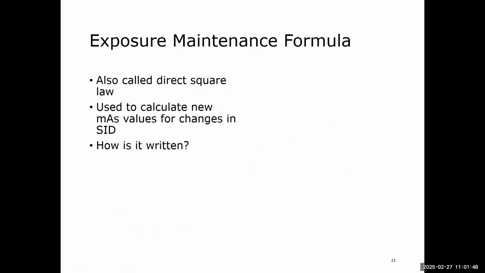So the exposure maintenance formula is derived from the inverse square law, and it's looking at changes in mass. How do you have to change your mass when you change your distance? It is also called the direct square law, because it has what kind of relationship to distance? A direct relationship, which means if your distance goes up, your mass has to go up to compensate. If distance goes down, your mass has to go down to compensate. And it's by a factor of the square of the distance.